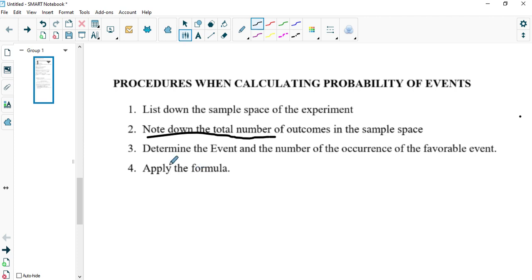When you finish, you can now determine the event. So the next one is the event. When we say event, remember the formula, the favorable outcomes, right?